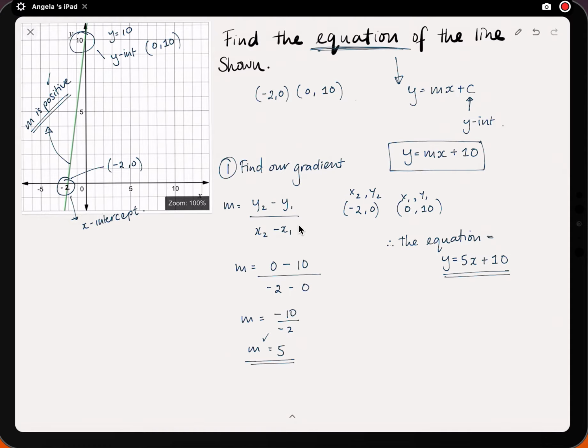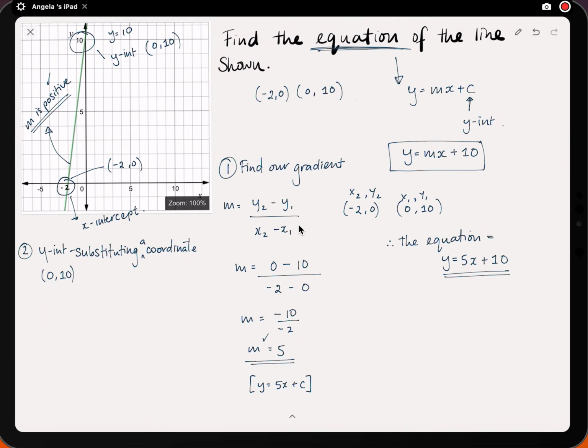Now, if you're not confident in finding the y-intercept by looking at the graph, or sometimes the y-intercept might be so high up and the graph only shows a certain portion, we can actually solve for our y-intercept by substituting a coordinate. So let's substitute (0, 10). Now, if we're going to follow the second step, what we're going to write here will be y equals 5x plus c. And this is assuming we haven't solved for c.